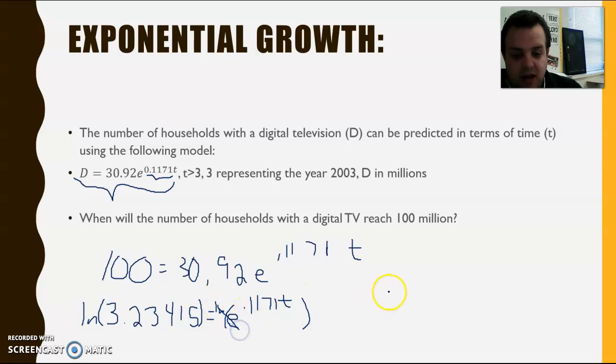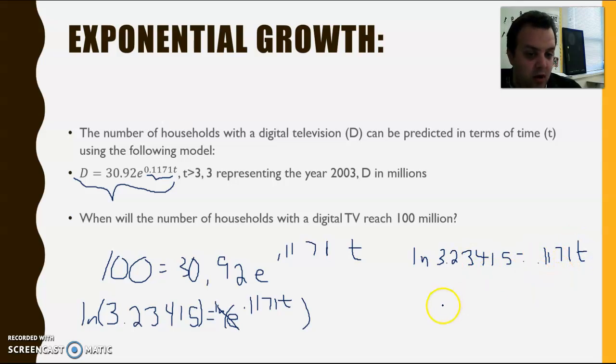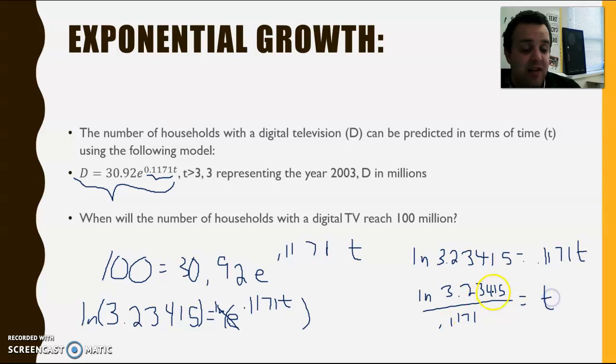That's going to make this cancel out. I'm going to get the natural log of 3.23415 equals 0.1171t. And then I'm going to divide by the 0.1171 on each side. So I'm going to get the natural log of 3.23415 over 0.1171 is going to equal t. Okay? That's the exact answer.